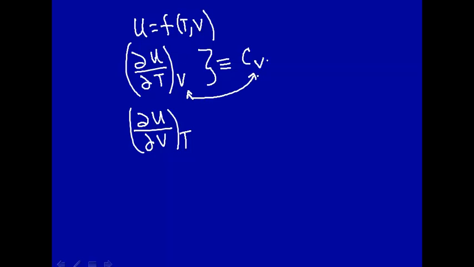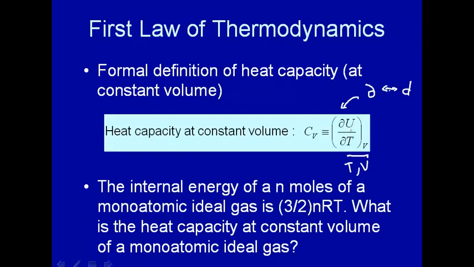So how the internal energy changes with temperature at constant volume is the constant volume heat capacity. So if you think this number is very large, so you have a very big change with temperature at constant volume, then you have a large heat capacity, and so on. All right, so that's what that means. Now let's do an example.